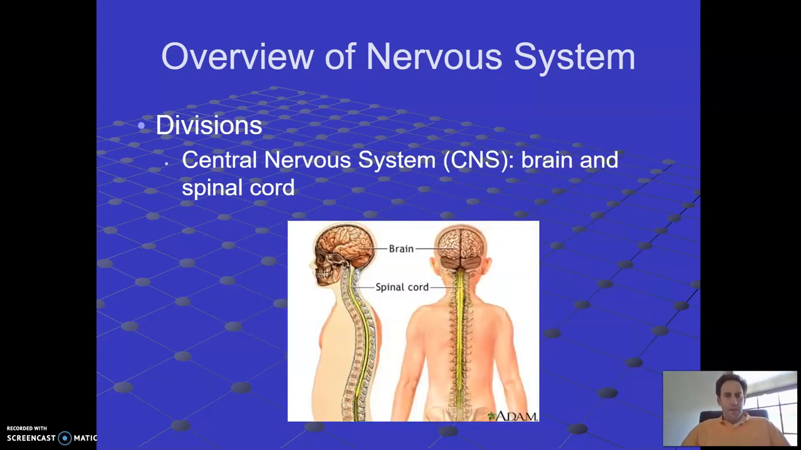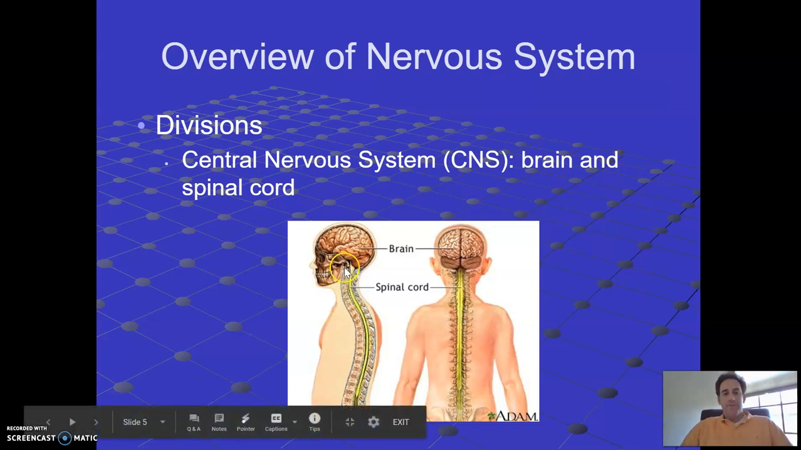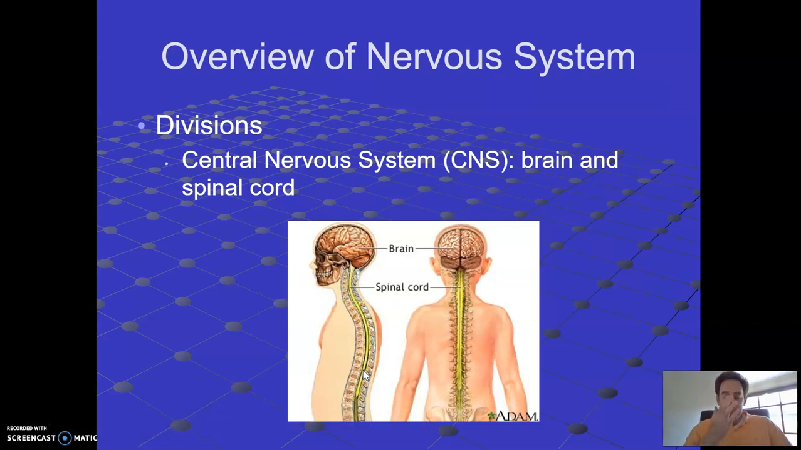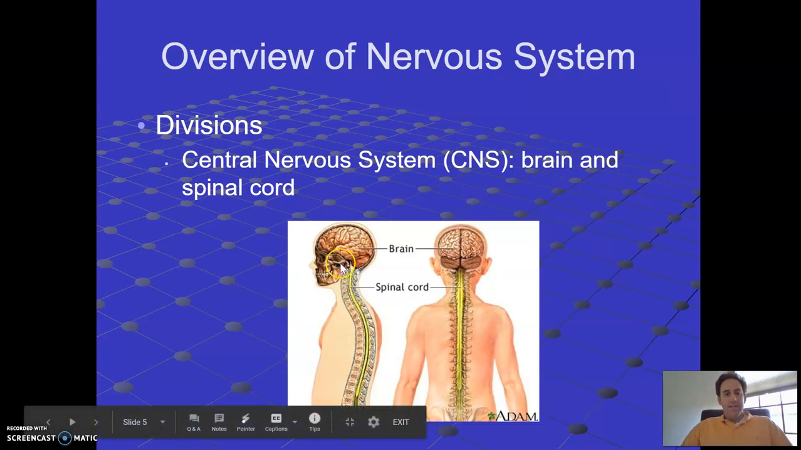By way of overview, I just want to introduce the two main divisions of the nervous system. First, we have the central nervous system, which consists of the brain and the spinal cord. I want to highlight the spinal cord is not the bone that you feel on your back. Those are the vertebrae. The spinal cord is actually nervous tissue. It is continuous with the brain, and it's the same material as the brain, which, by the way, is about the texture of firm tofu, I'm told.